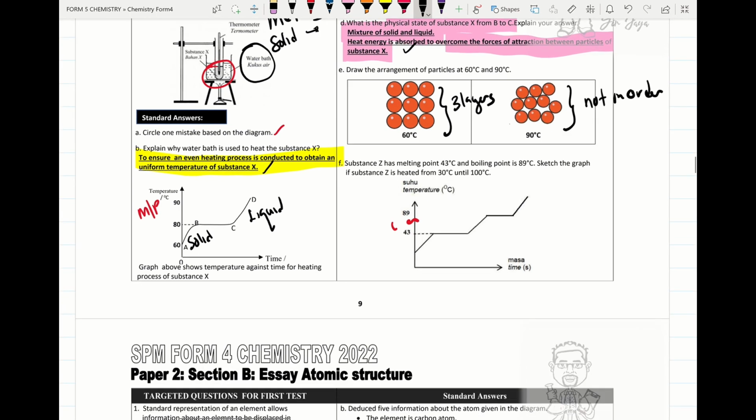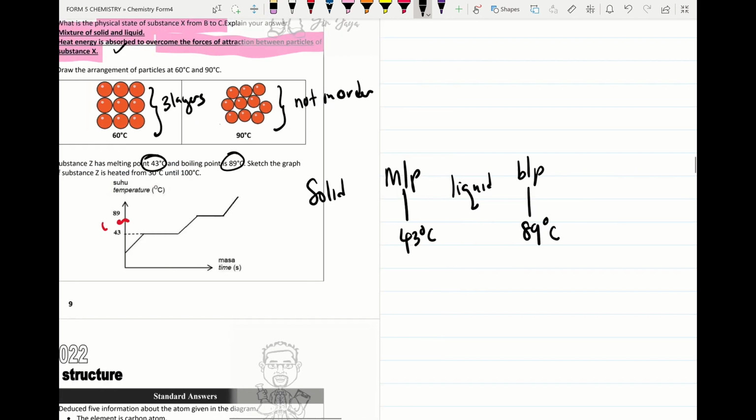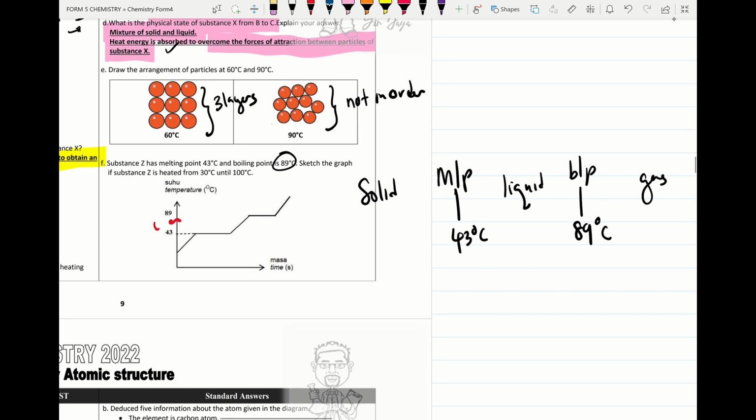All right, look at question number F. Substance Z has a melting point of 43 degrees Celsius and a boiling point of 89 degrees Celsius. So I put here the melting point of substance Z is 43 degrees Celsius, and the boiling point of substance Z is 89 degrees Celsius. Before the melting point, the substance is in the solid state, between the melting and boiling points, the substance is in the liquid state, and after the boiling point, the substance will turn into the gas state. We read the question, and they need us to sketch the graph of substance Z heated from 30 degrees Celsius.